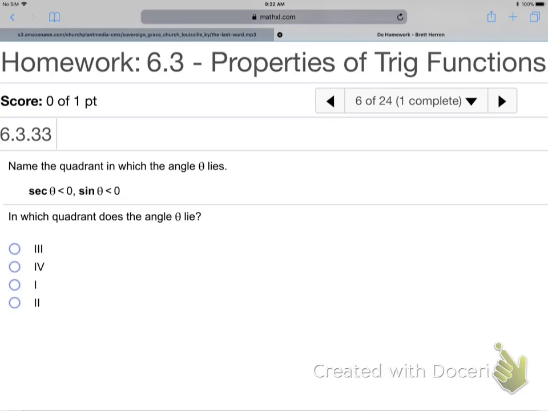Secant is less than 0, and the sine is less than 0. Try to find which quadrant you're in. All students take calculus.